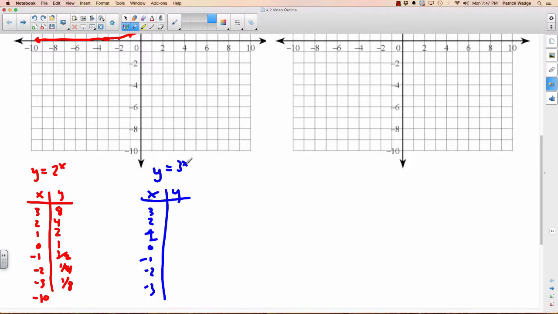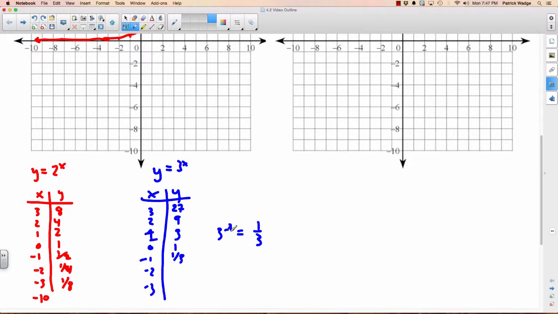Put 3 in there, 3 cubed, that's 27. 3 squared, if I put a 2 in there, that's 9. 3 to the 1 is just 3. 3 to the 0, well, anything to the 0 power is 1. 3 to the -1 means flipping the negative. It becomes 1 over 3 to the first power, so just 1 over 3.